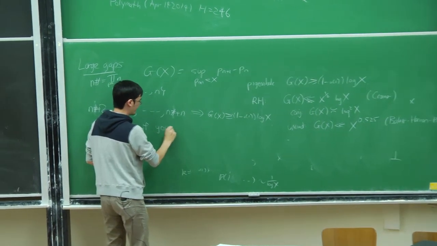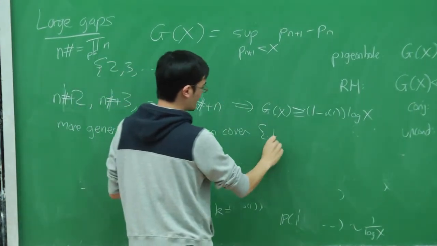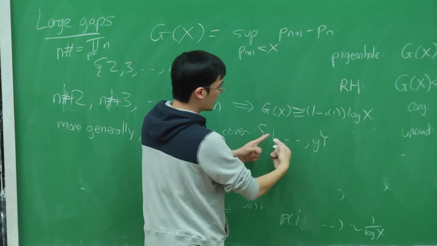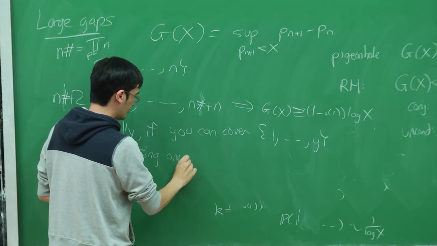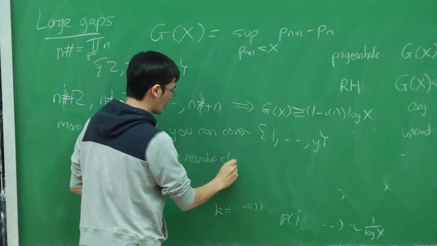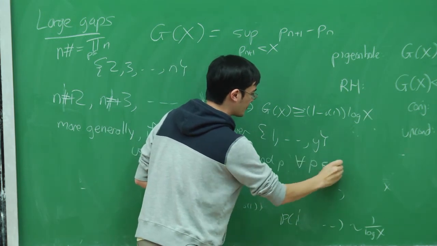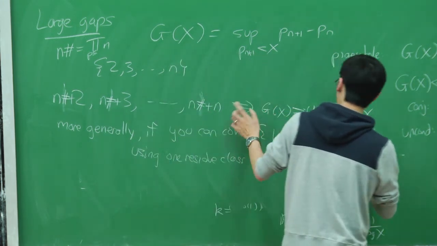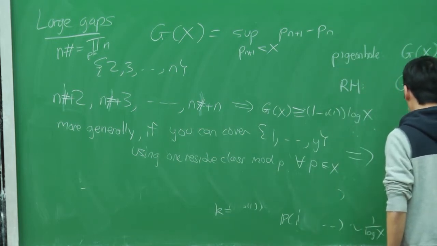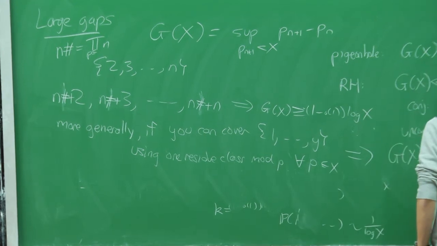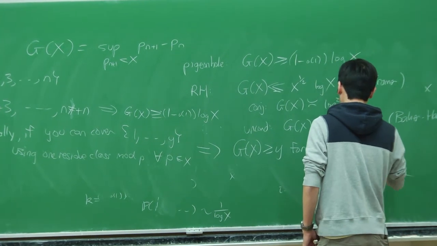So more generally, if you can cover an interval, I started from 2, I'm going to shift it down to 1, doesn't really matter. If you can cover an interval from 1 to y using one residue class mod p for all p less than x, then this same argument, together with the Chinese remainder theorem, tells you that you can make this gap bigger than y for x about the size of e to the little x.